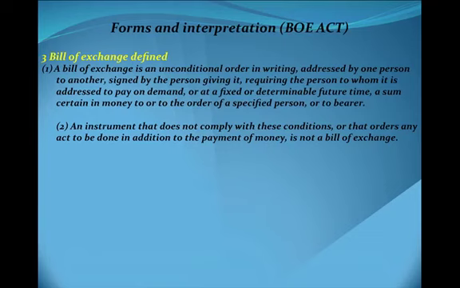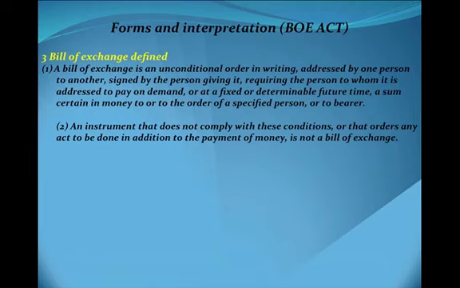Bill of Exchange defined. A bill of exchange is an unconditional order in writing addressed by one person to another. So if you have a letter sent to you, it will be from one person. Now just having their corporate logo in the corner is one person, and they've addressed it to another person, which is you, so that is a bill of exchange.